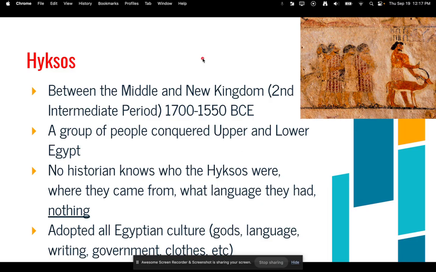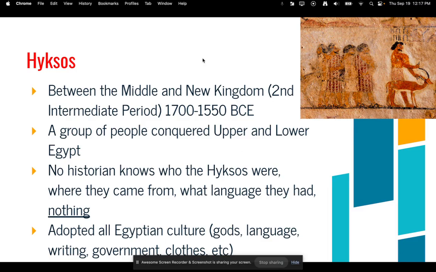All right. And then this other word might pop up while you're doing research for your Unit 2 summative, and that is Hyksos. The Hyksos are one of the great mysteries in history. Between the Middle and the New Kingdom is when the Hyksos appear in ancient Egypt. The time period between the Middle and the New Kingdom is called the Second Intermediate period.